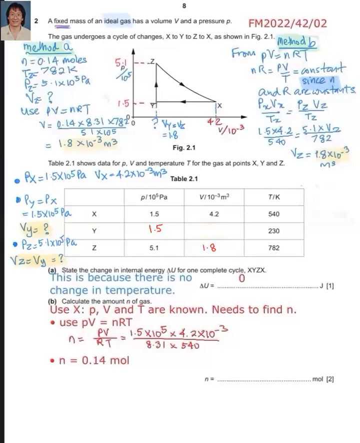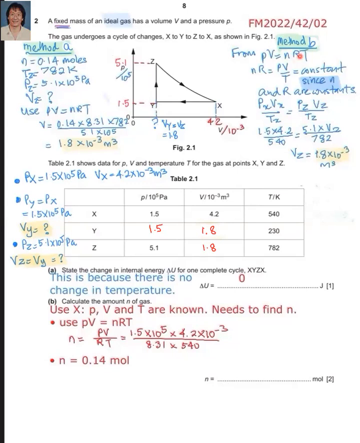And since the volume at Z is the same as the volume at Y, this will also be 1.8 times 10 to the power of minus 3 meter cube. Another way to calculate the volume at Z is to use PV equals nRT.